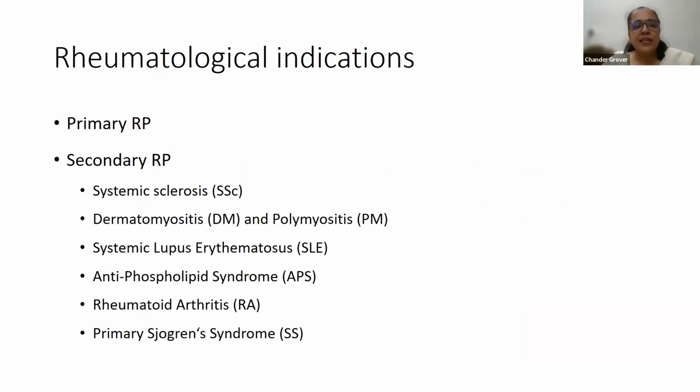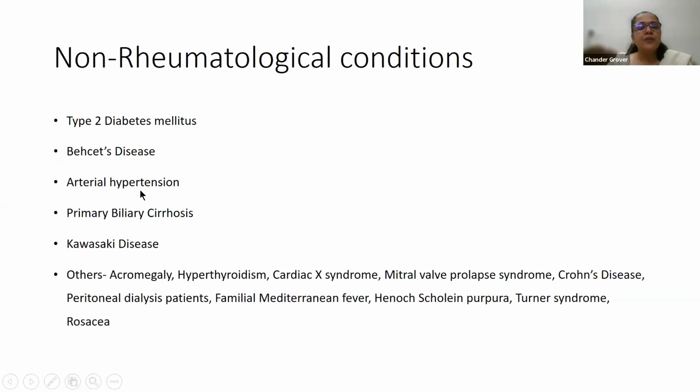The indications for NFC are many. It's the primary investigation required to label a patient as primary Raynaud's phenomenon. Normal NFC is primary Raynaud's, and abnormal NFC is secondary Raynaud's. Then I told you it is required for the diagnosis of systemic sclerosis and gives significant points in favor of SLE as well as dermatomyositis, though not a part of the diagnostic criteria.